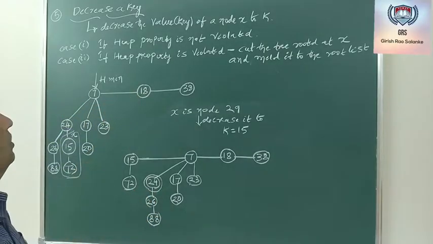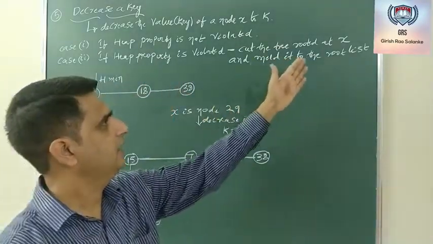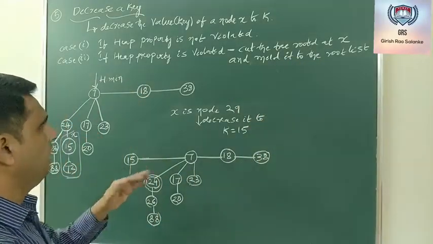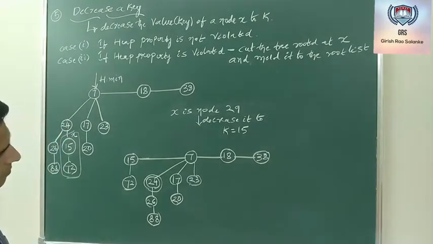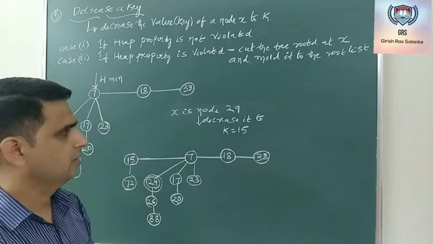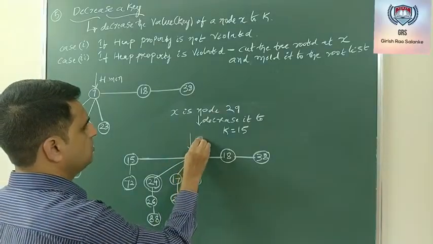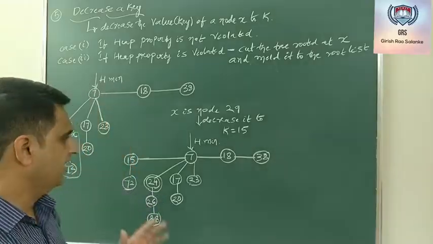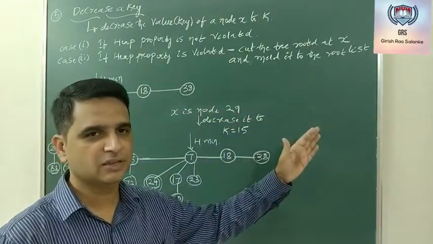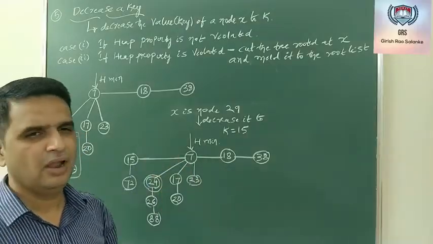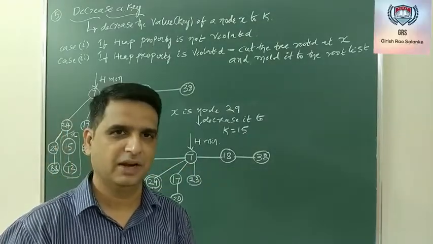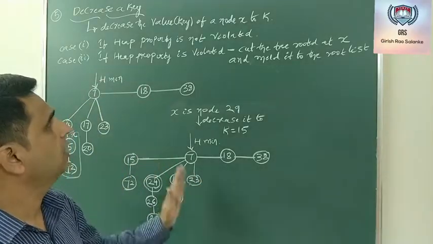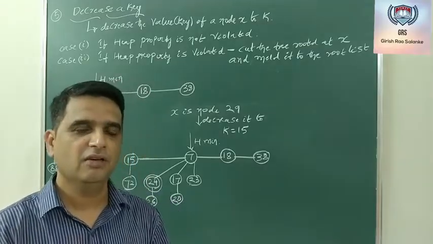This is what we are supposed to do. If the heap property is violated, cut the tree rooted at X and meld it to the root list, and if required you need to update the value of h dot min. Now in this case h dot min does not change, this remains as it is. Note that cutting and melding it to the root list can just be one iteration, as in this example, or it can be done with multiple iterations also. We need to do a cascading cut. Hope this is clear. This was about how to decrease a key in case of a Fibonacci heap.